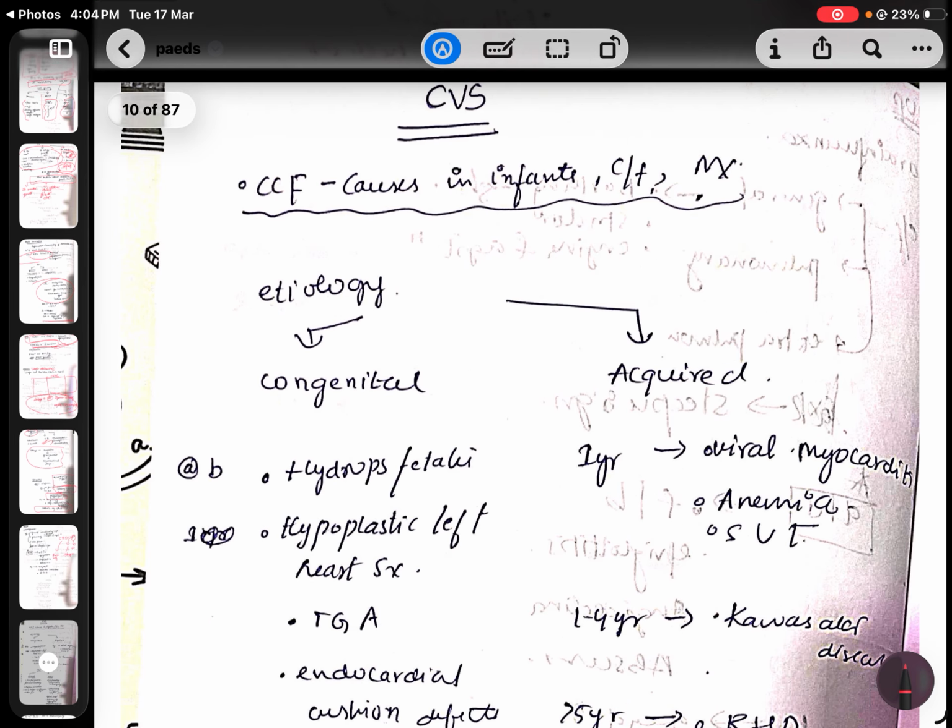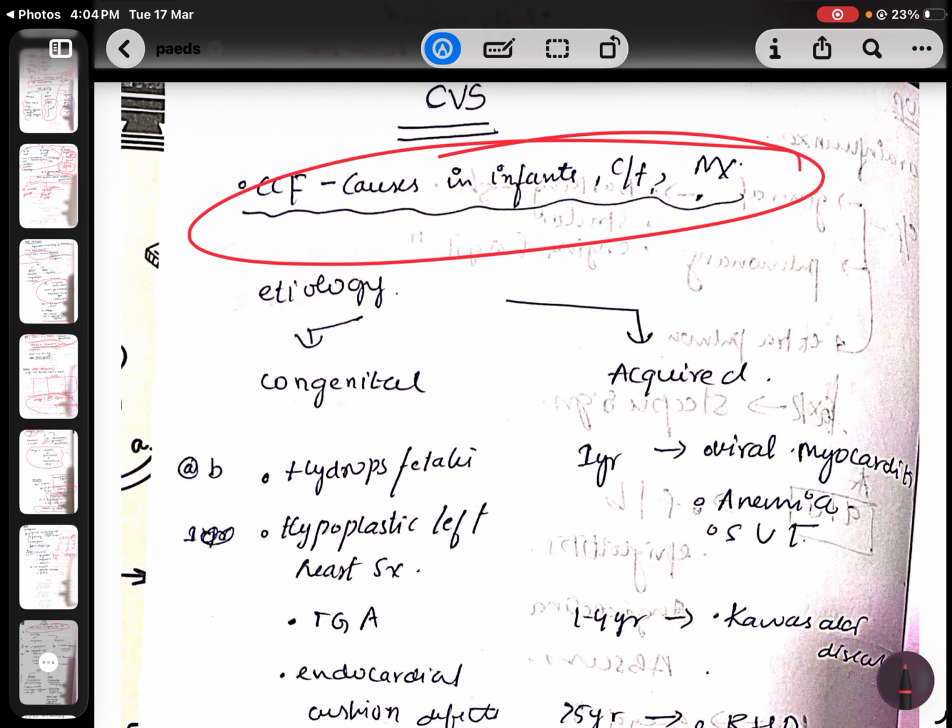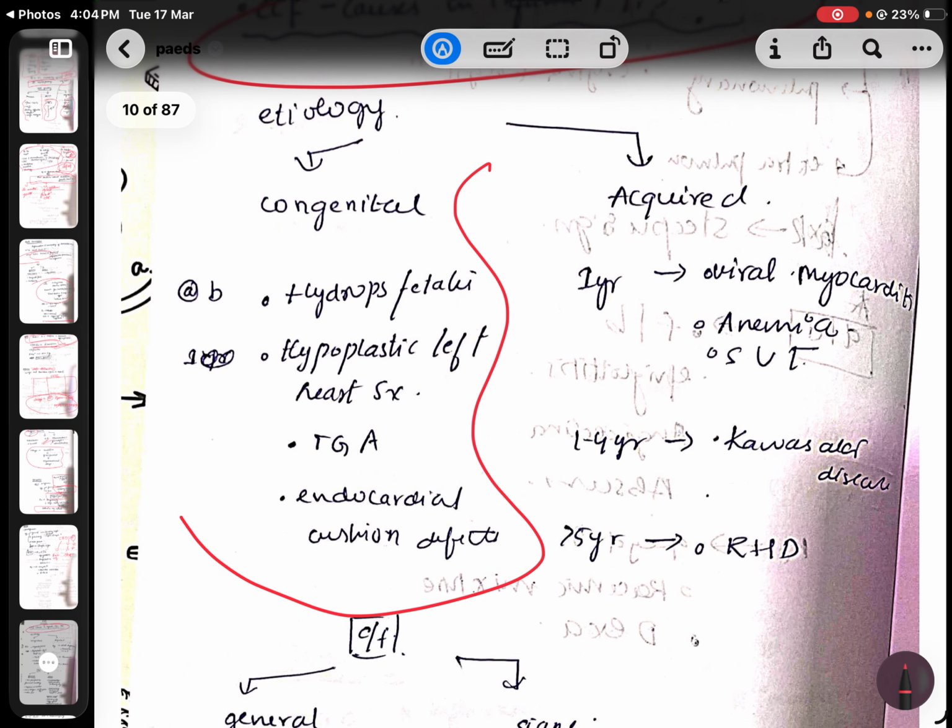Coming to CVS, I know in medicine also you have congestive cardiac failure, but here the major things are different. Here the etiology itself is majorly congenital heart disease, right? So I have included that part. Whichever is included, I have included, but the major things which are not included, I request you to go back and see in medicine. Okay, so again, this is the question. Again, the major thing is what? The major thing is congenital. Then again, you can also talk about acquired.